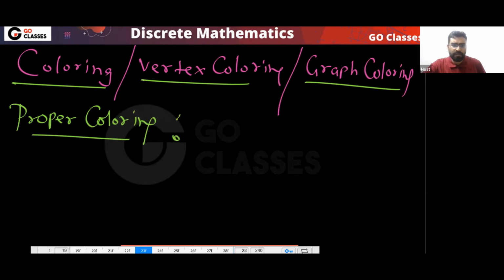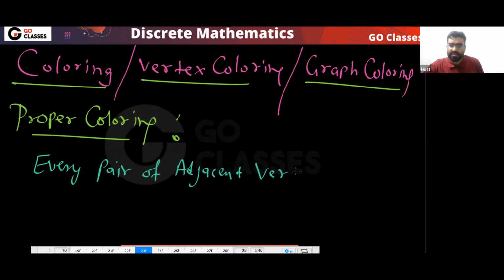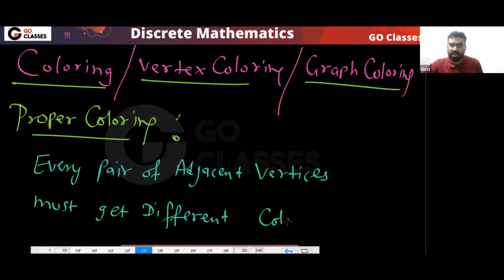Proper vertex coloring simply means that every pair of adjacent vertices, if two vertices are adjacent, must get different colors. You can call it a color or a label. So they must get different colors.